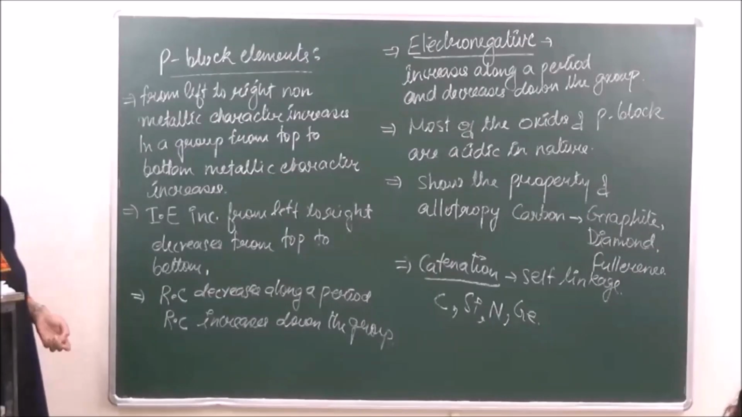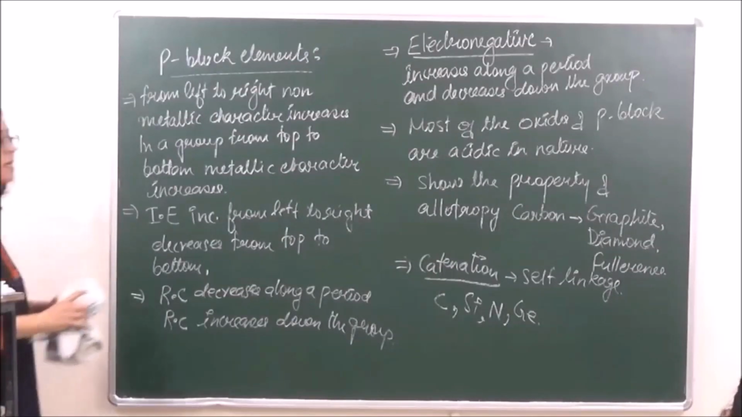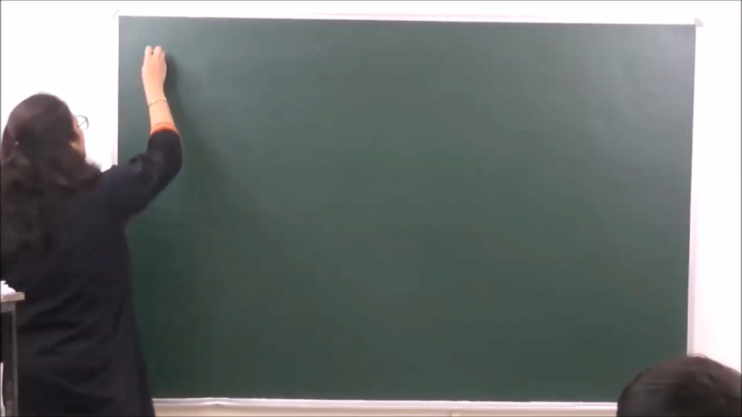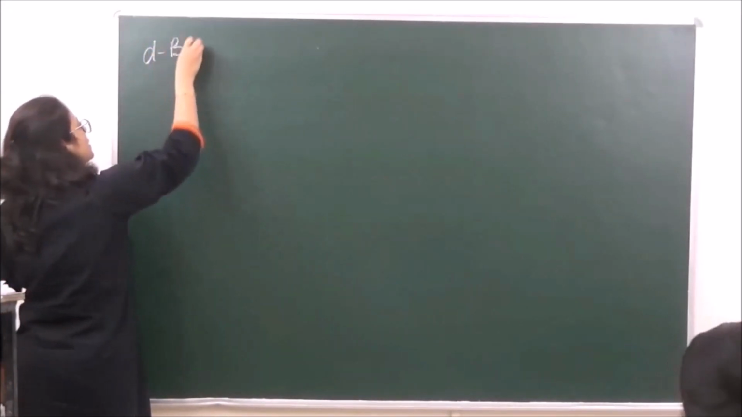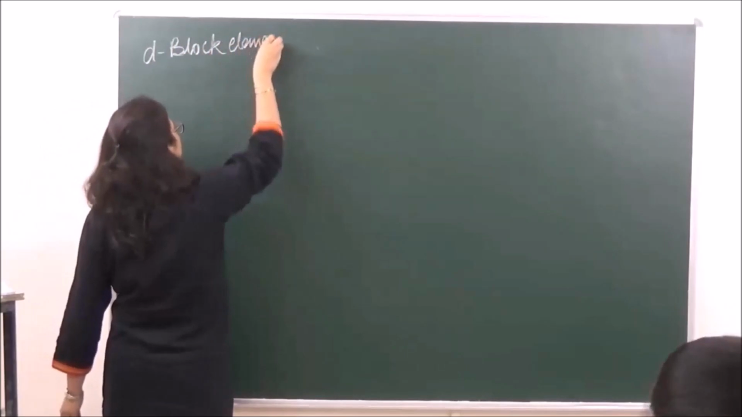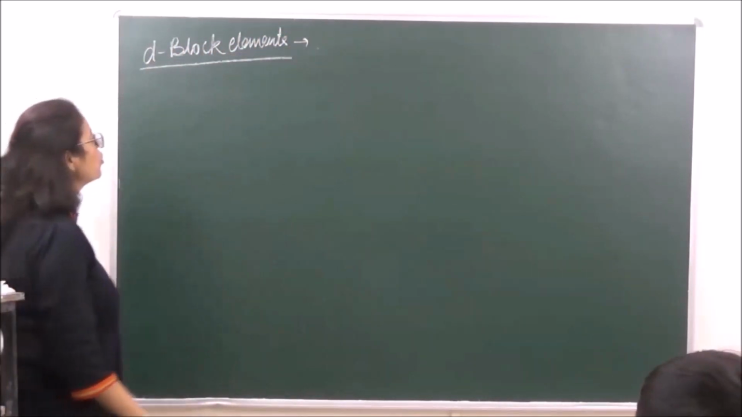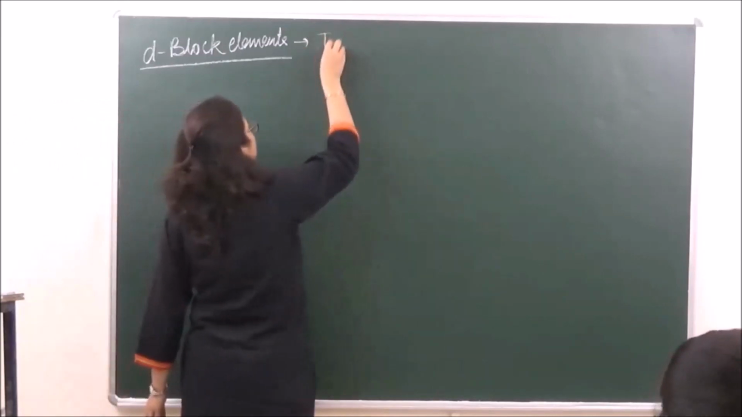Let's go on to the next block of elements, which is known as d block. Next block is d block. The d block elements are also known as transition elements.